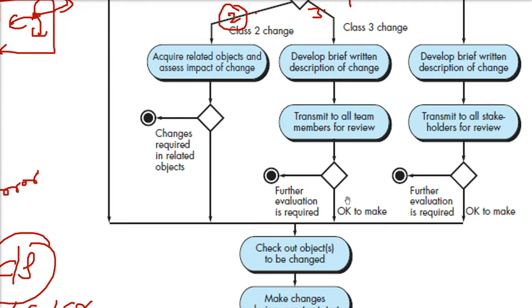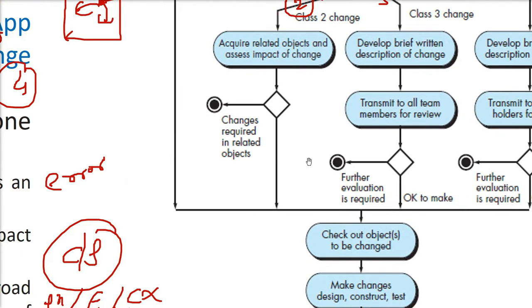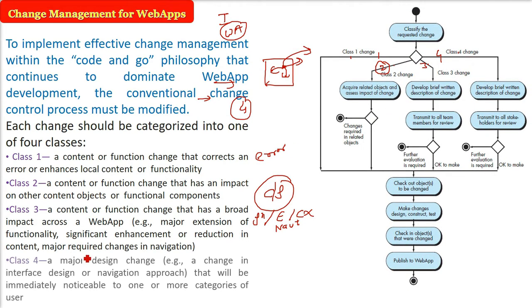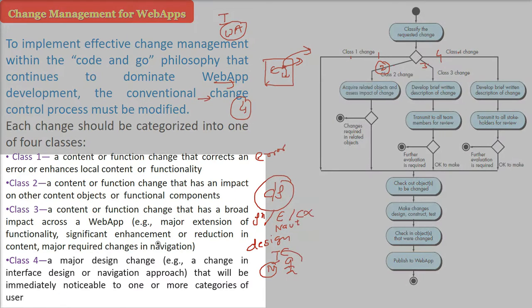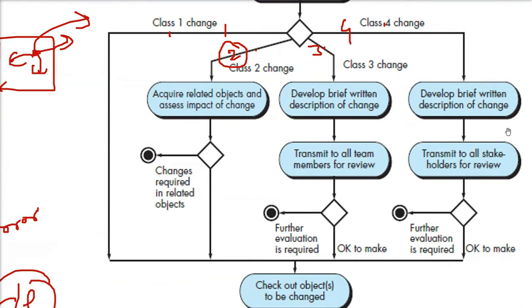Three changes we have seen. Now the class 4 changes. Class 4 changes are even more significant. That is, you are doing a major design change. You are changing the interface. You are changing the whole navigation approach. These changes will clearly be noticed by users across the globe. So now you need to be very sure what you are doing. You cannot do it by yourself. You have to involve the stakeholders. So you have to develop a brief written description of the change and distribute it to all the stakeholders, and of course the team also. If it is okay, we go ahead. Otherwise, it has to be further evaluated.